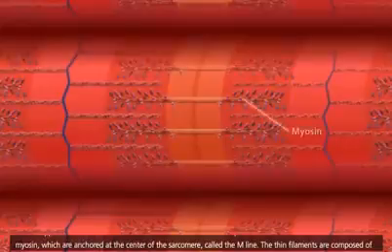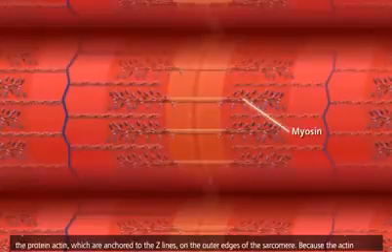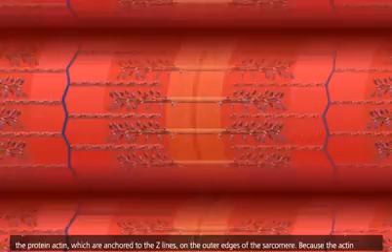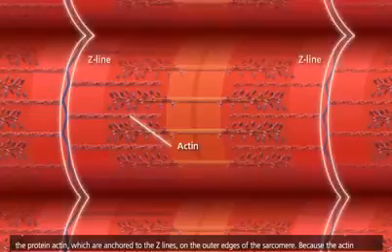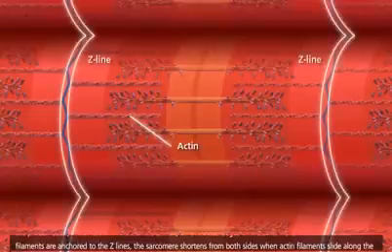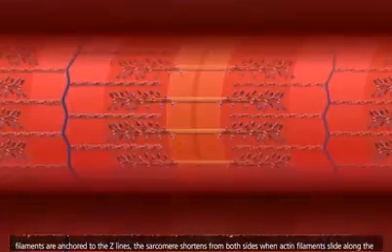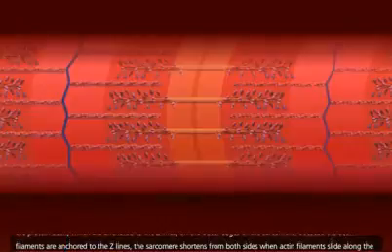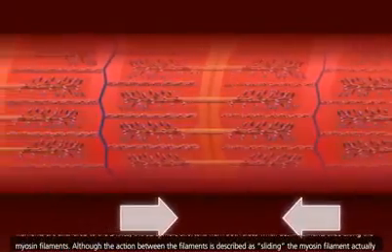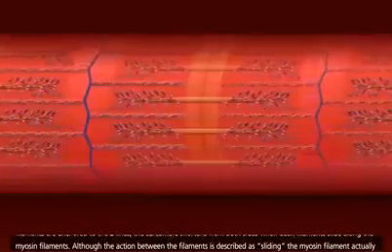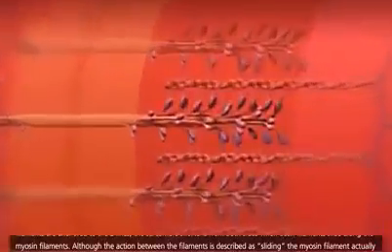The thick filaments are myosin, which are anchored at the center of the sarcomere, called the M-line. The thin filaments are composed of the protein actin, which are anchored to the Z-lines on the outer edges of the sarcomere. Because the actin filaments are anchored to the Z-lines, the sarcomere shortens from both sides when actin filaments slide along the myosin filaments.